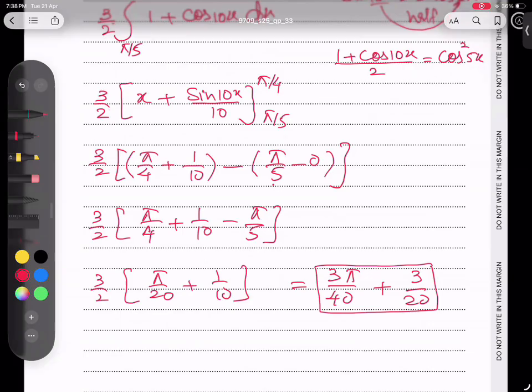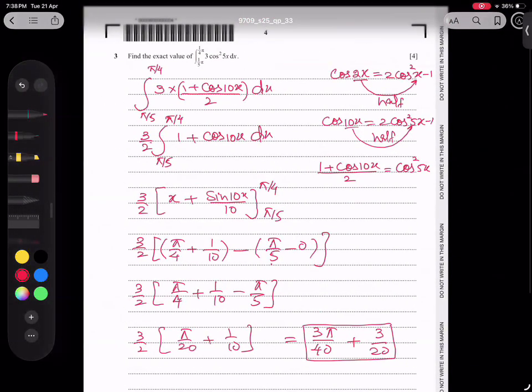You can take the LCM also and write it in that form. So both forms are acceptable. So I hope the concept of the question is very clear.